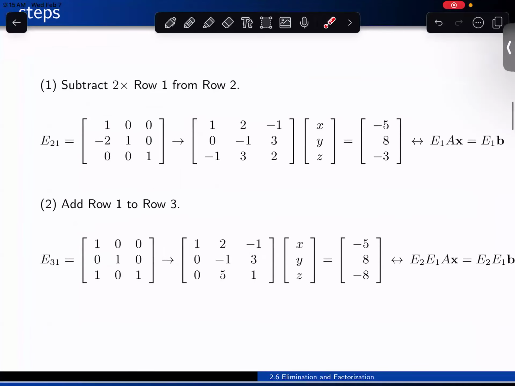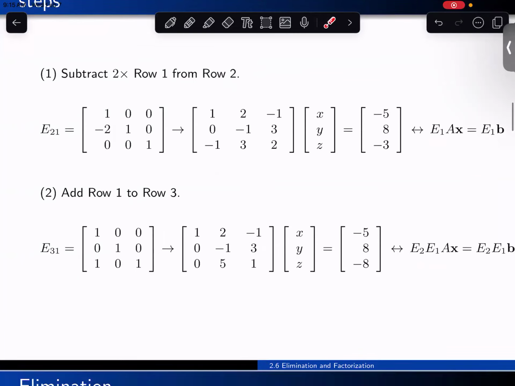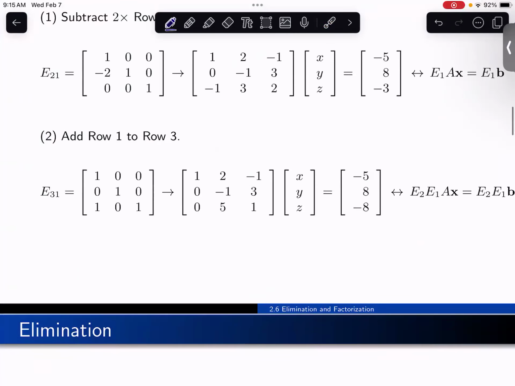What happened here is that the original slide had this as E1 and this as E2, but I changed it to E21 and E31, and I forgot to change the right-hand side, unfortunately. It should be E31. I'll fix it when we get to the end.